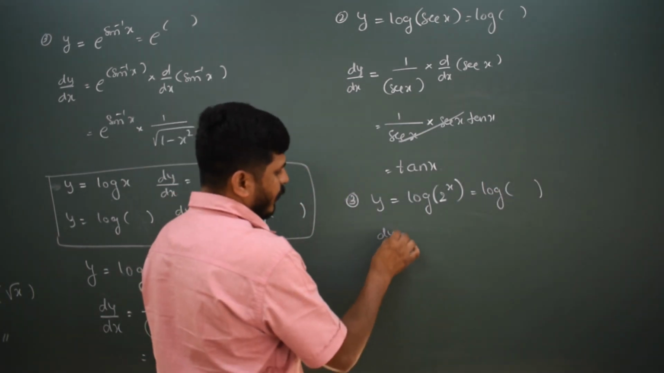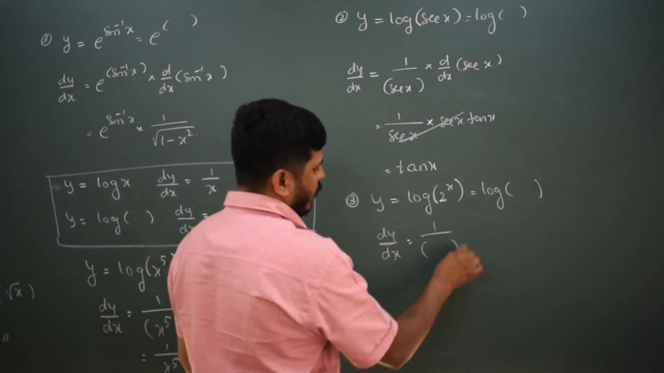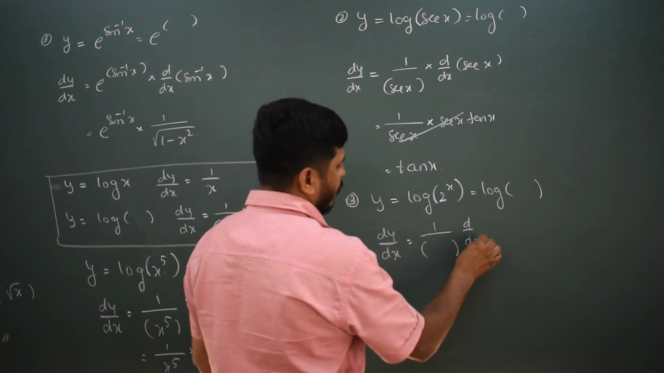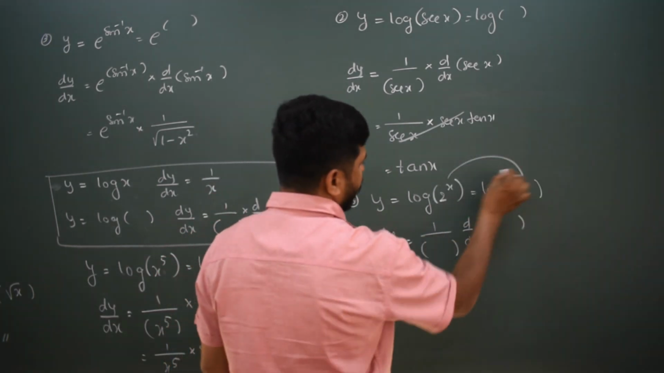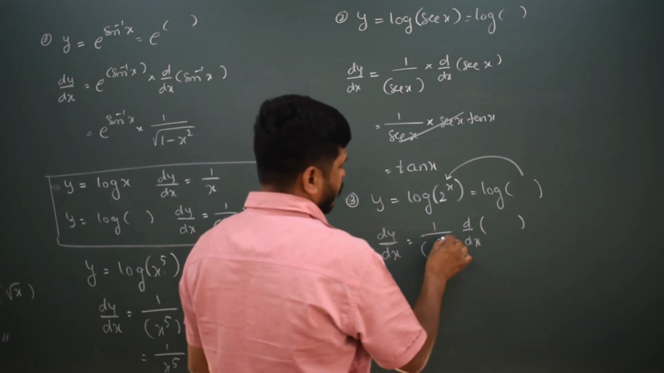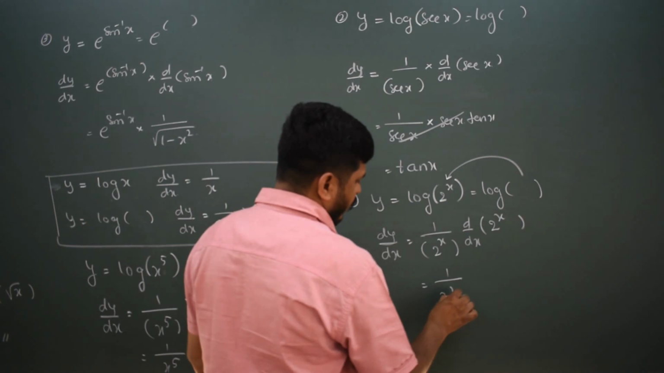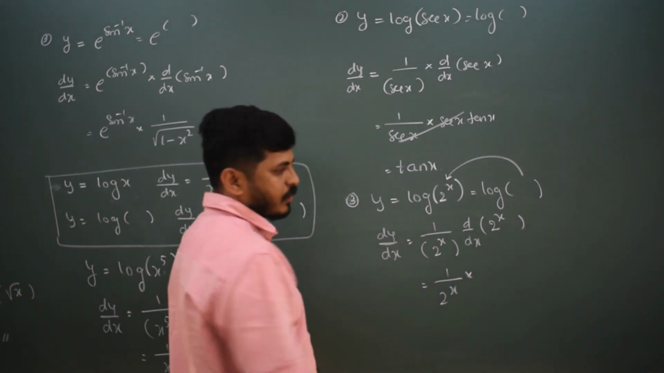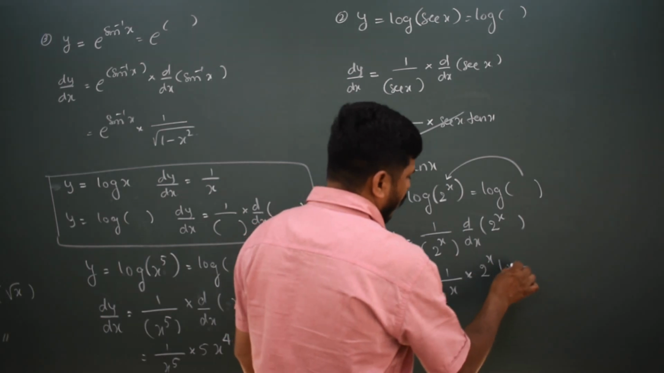Now dy by dx is equal to, what is the differentiation of log of something? 1 by something into d by dx of something. What is something there? In the place of something I have 2 raised to x. So 1 by 2 raised to x into, what is 2 raised to x differentiation? 2 raised to x into log 2.